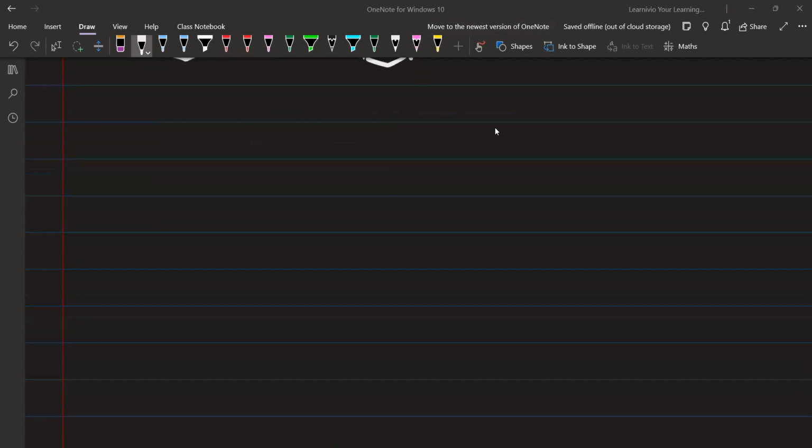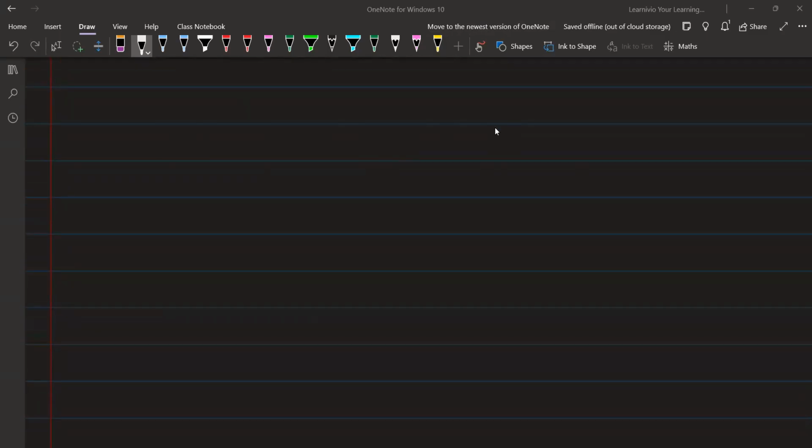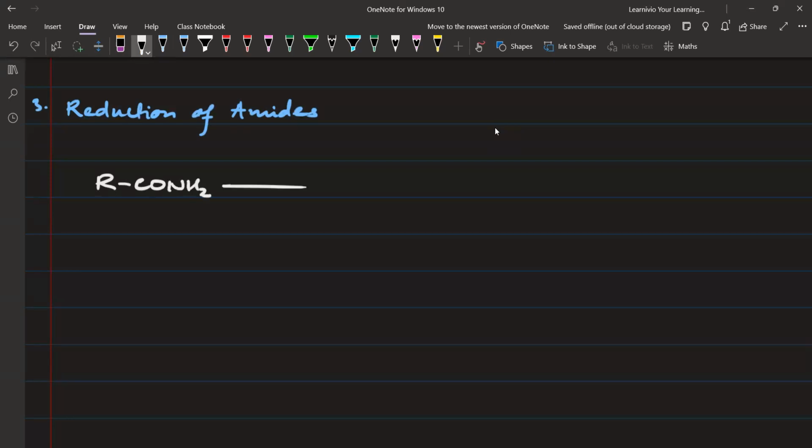The third method of preparation is reduction of amide. We start with RCONH2, that is amide. And the only reducing agent that you can use for the amide is lithium aluminium hydride. And you will get the same thing, RCH2NH2.